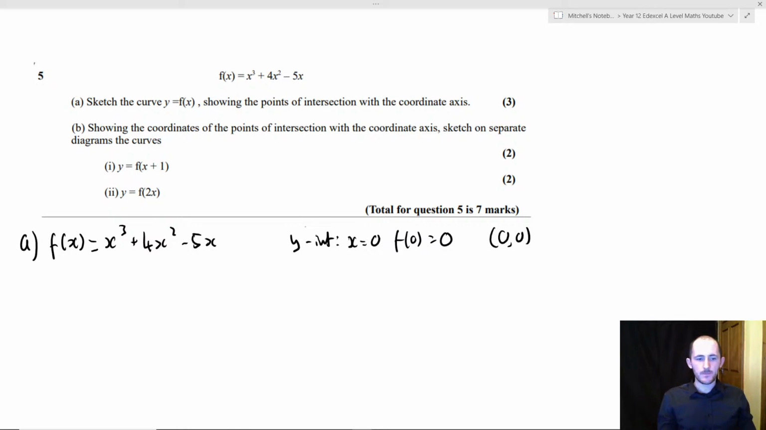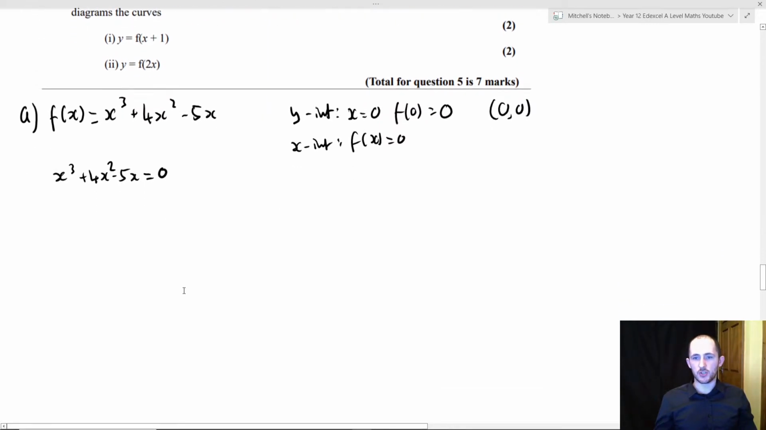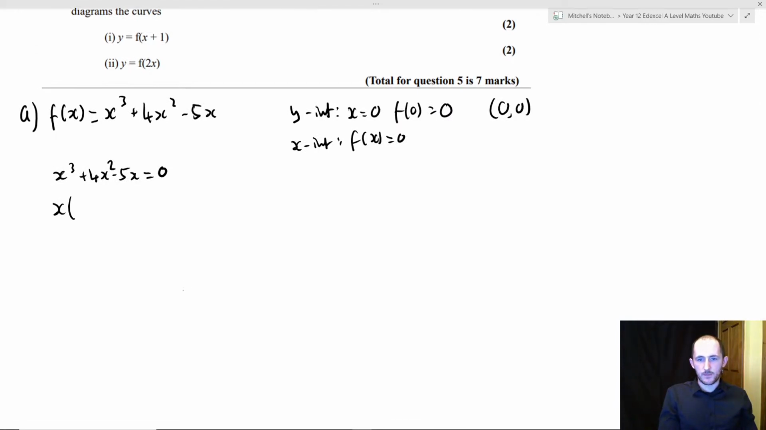Done. Now for the x-intercept, where we need f of x to equal 0 or y equals 0, we have this. So if I do it over here, we have x cubed plus 4x squared, sorry, minus 5x equals 0. So we need to do some factorization. So pull out an x, and we get x squared plus 4x minus 5 equals 0. So that x is what gave us the x equals 0 y-intercept.